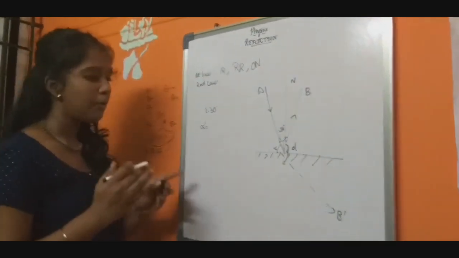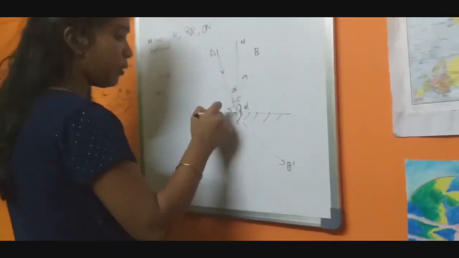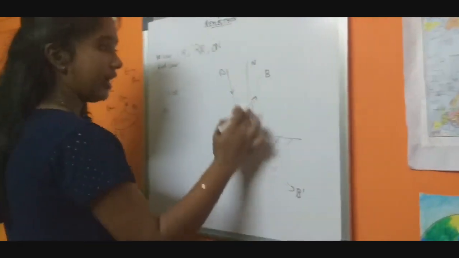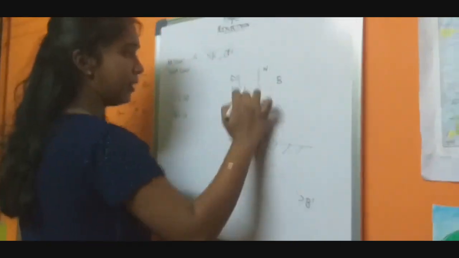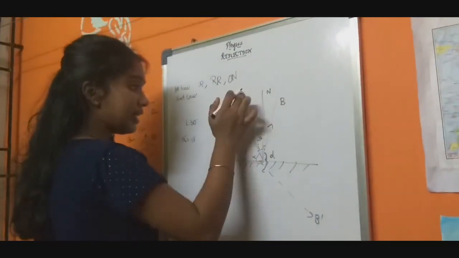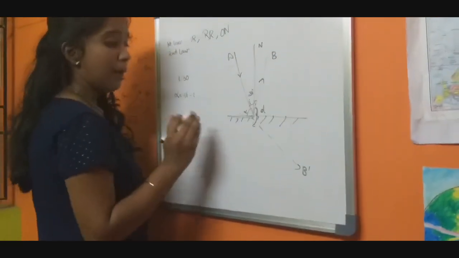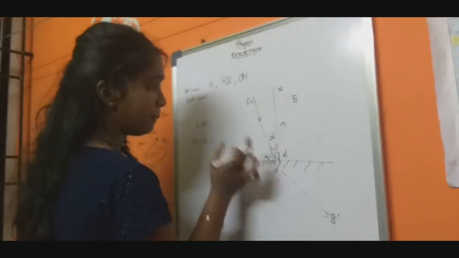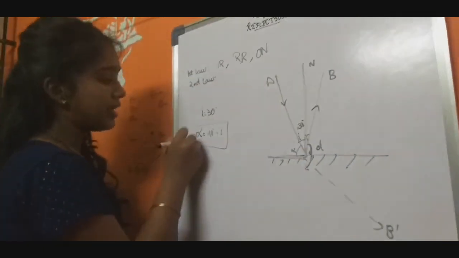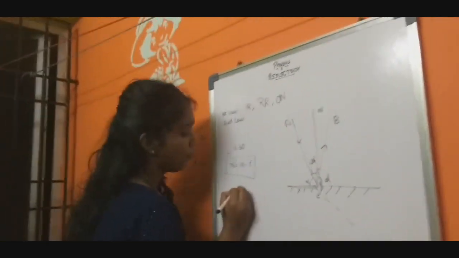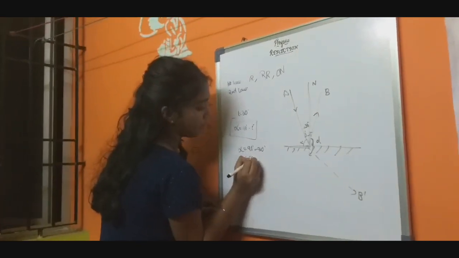So how can we find alpha? See here, a right angle is formed, so 90 degrees, minus the angle of incidence, so minus I. Because if we subtract this angle from 90, we get alpha. So our formula is 90 minus I. So alpha is equal to 90 minus 30, that is equal to 60 degrees.